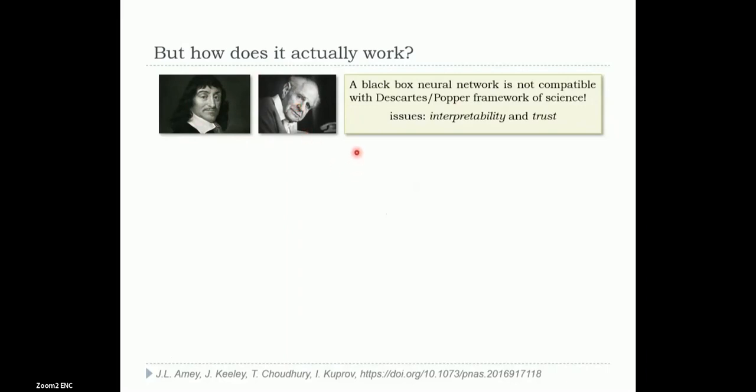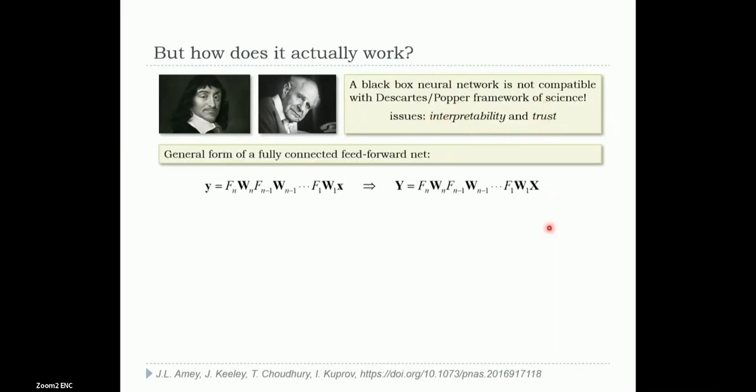That we are abandoning the fundamental tenets of what it means to do physics, because a neural network is a black box. And it is not compatible with the rational positivism framework of science. And the principal issues are interpretability and trust. So what it does and what is the measure of uncertainty in the output.